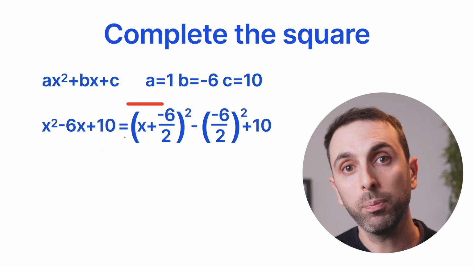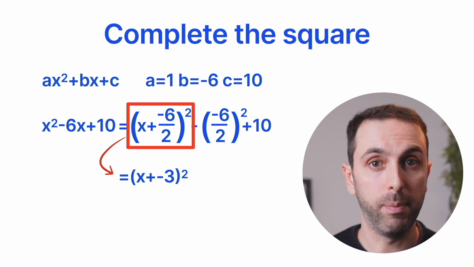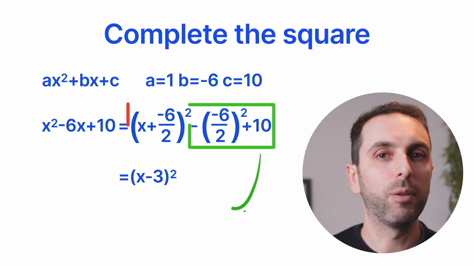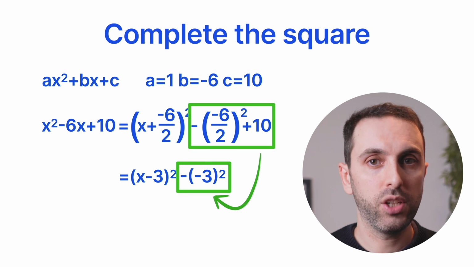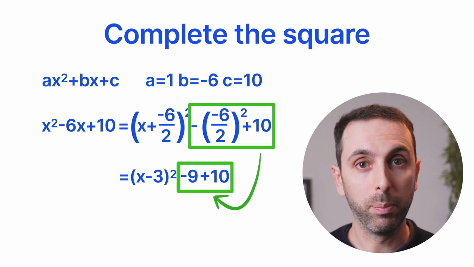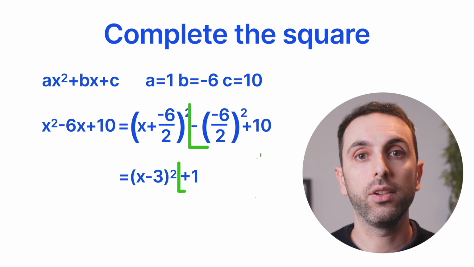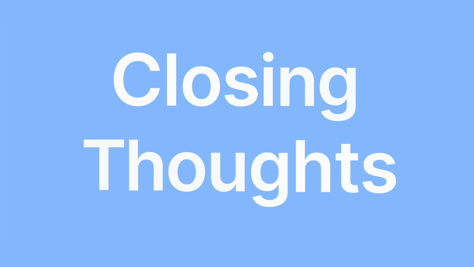When considering this part, we get x plus negative 3 all squared, which is the same as x minus 3 all squared. And when simplifying the constants on the outside, we subtract minus 3 all squared, which is like subtracting 9. Then upon adding the 10, we get left with plus 1. So we get x minus 3 all squared plus 1. And that's the question complete.